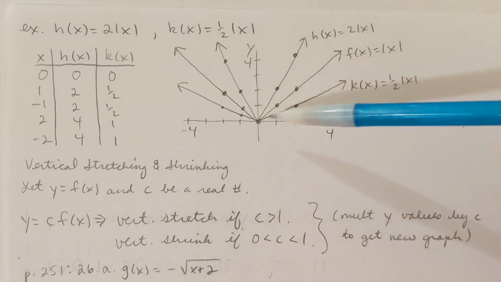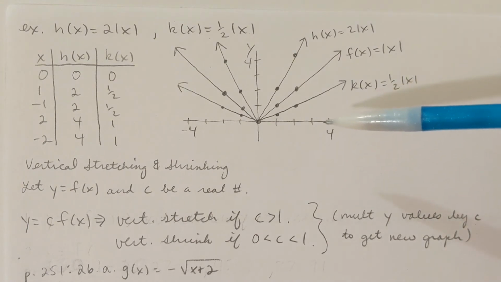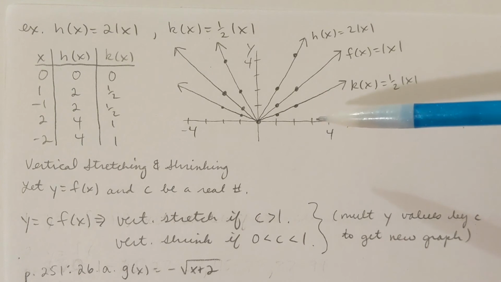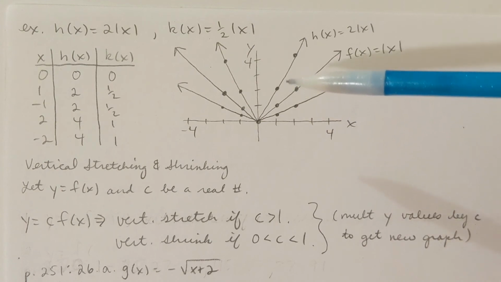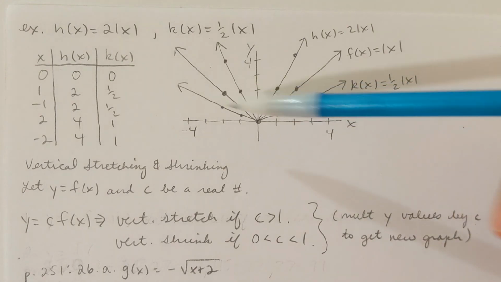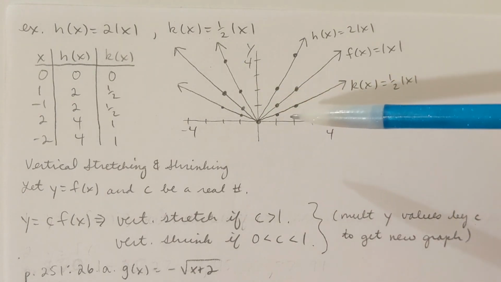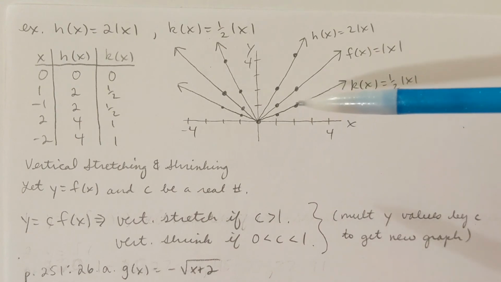So I end up getting a graph here, k of x, that's 1/2 times the absolute value of x, and I would say that this graph is a vertical shrink compared to the original graph. That means if I imagine hands pulling on the vertical axis, smashing the graph vertically, I would end up getting a graph that is pulled further away from the y-axis on both sides.